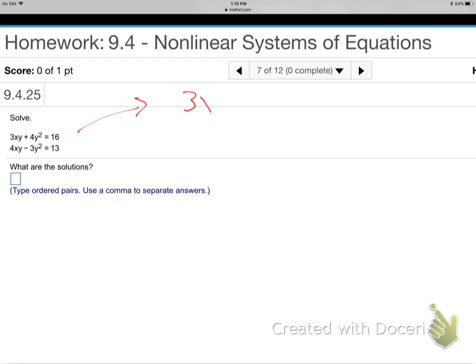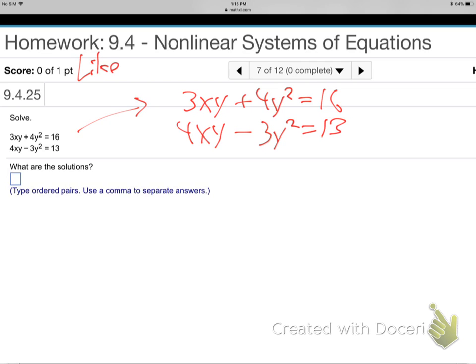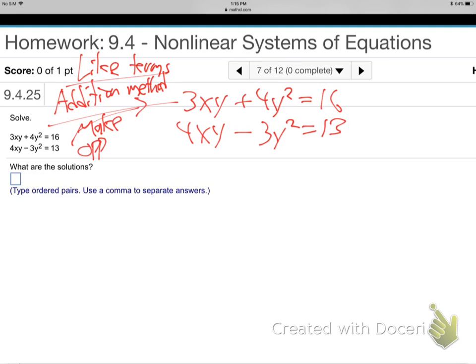So 3xy plus 4y squared is 16. 4xy minus 3y squared is 13. When they're like terms, in other words, there's not one equation that's easier. They're the same, aren't they? They both are xy, y squared, xy, y squared. When you do the addition method, also called elimination, whichever name you want to call it by, in other words, make opposites. Remember that method? I think that was the first week of class or something. It's been a long time, but we did it a couple times. I think you're probably pretty good at it.